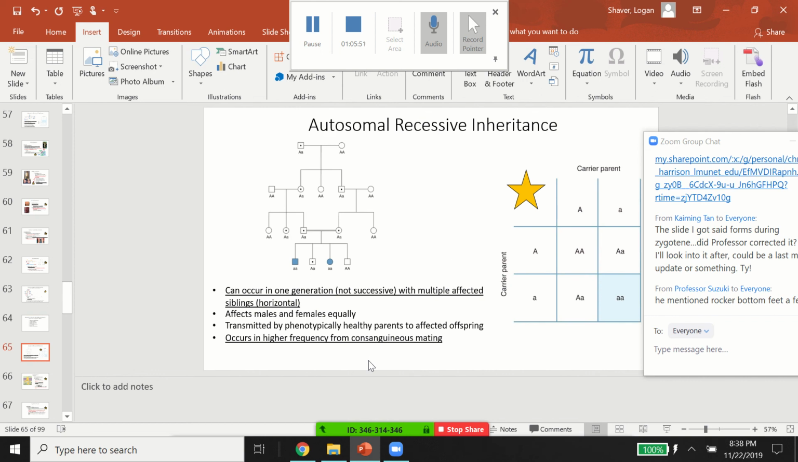Autosomal recessive. Okay, so now we're on to recessive instead. Since it's still autosomal, all males and females are equal, so everybody gets it, of course, only if they have this little a. That's the only way you get it. So that's why you don't get it every single generation like you would with autosomal dominant, because it has to be little a, little a.